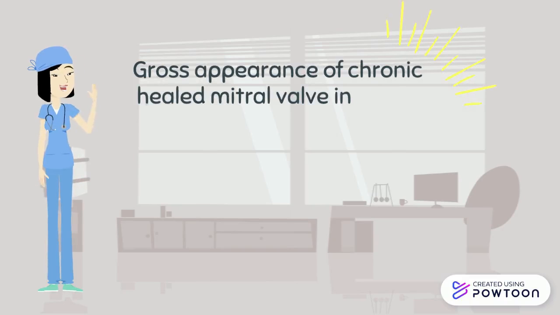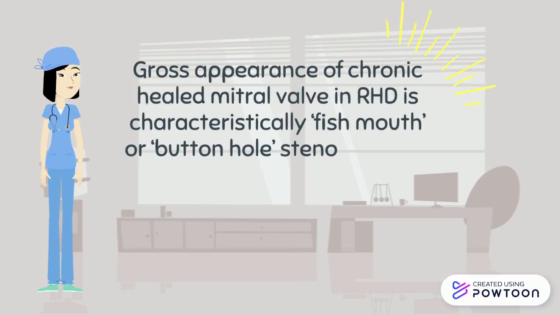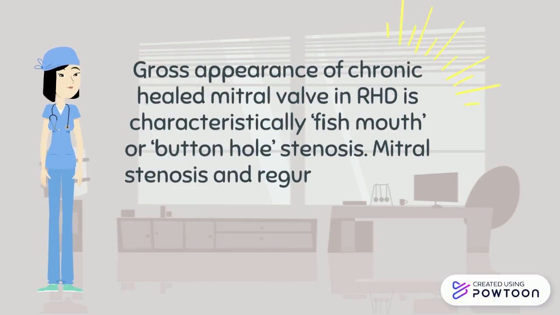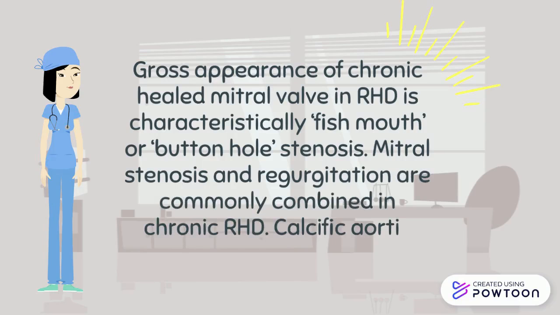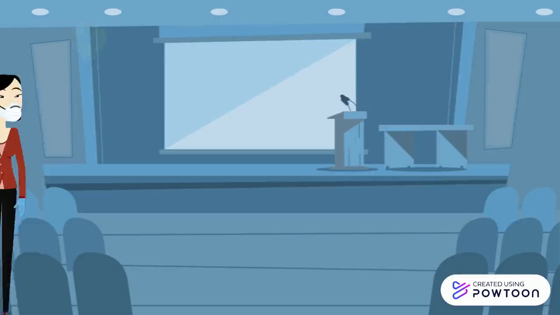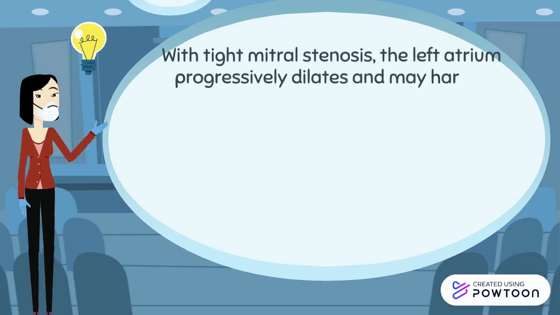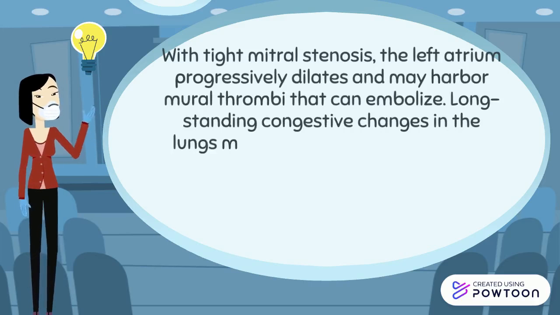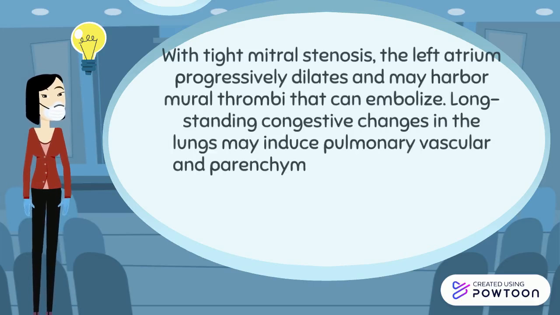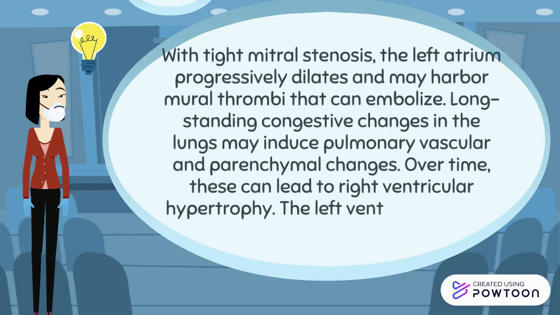Mitral stenosis and regurgitation are commonly combined in chronic rheumatic heart disease, and calcific aortic stenosis may also be found. With tight mitral stenosis, the left atrium progressively dilates and may harbor mural thrombi that can embolize. Long-standing congestive change in the lungs may induce pulmonary vascular and parenchymal change that can lead to right ventricular hypertrophy, and this is largely unaffected by isolated pure mitral stenosis.